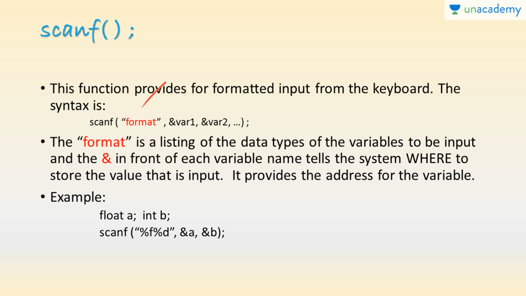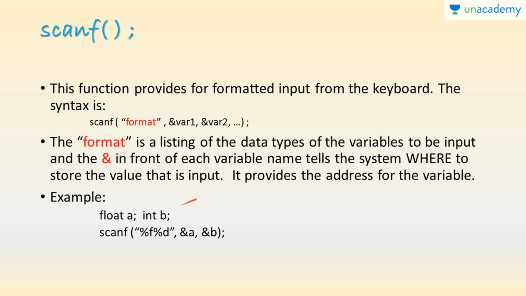Format is a listing of the data types of the variables to be input, and the ampersand in front of each variable name tells the system where to store the value that is input. It provides the address for the variable. So the ampersand tells where we have to store the input, because with scanf we are reading the input from the keyboard. So format represents the type of data that the user is going to enter and the ampersand gives the address of the variable. See an example here, float A, int B.